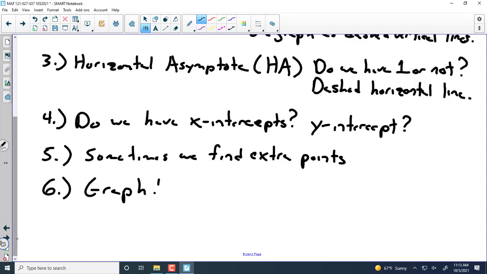Just like polynomials, we needed to learn the rules before we could graph a polynomial. When we were doing parabolas, we needed to learn about the rules before we could graph a parabola. If we're going to graph a rational function, we need to know all the rules. We need to know the vocab, otherwise we don't have a chance of graphing it. All right.